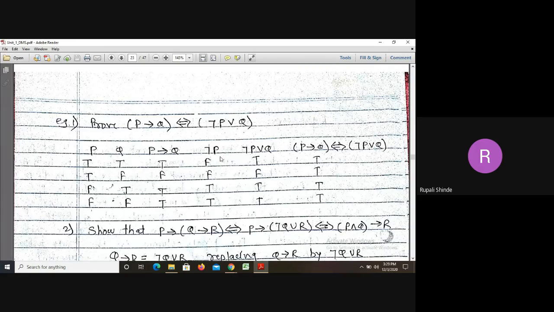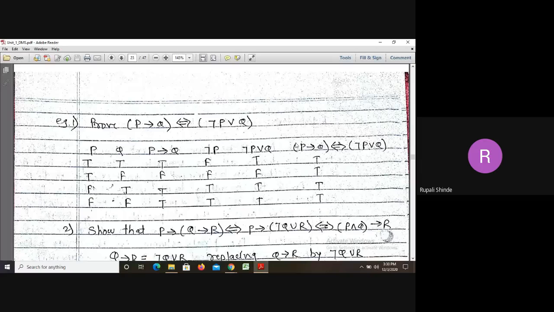Now the next column is negation P. We have to apply negation on the column P, so T is replaced by F and F is replaced by T. TTFF becomes FFTT, and that is written in the negation P column. Next is negation P or Q. This is negation P, this is Q, and we take the disjunction between these two columns. FF gives only F, and for all other combinations it is T. So we get T, F, T, T.